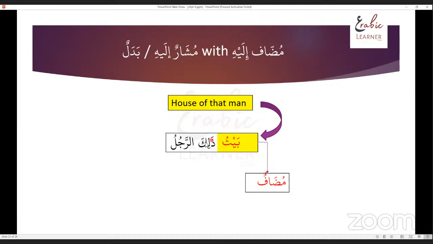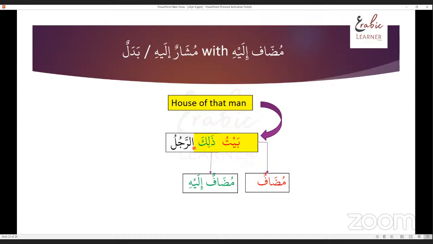Though Zalika is written as Zalika because it is mabni, it doesn't change its sign, but it can change its status. It can be in the status of marfu, rafa, it can be in the status of nasab, it can be in the status of jar. So here it is in the status of jar. Why? Because it is mudaf ilayh.